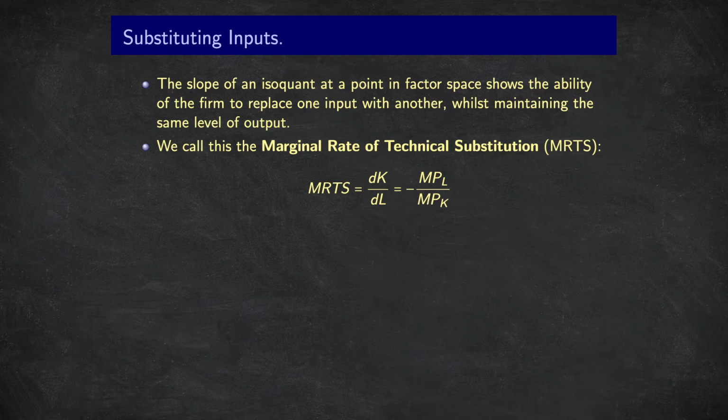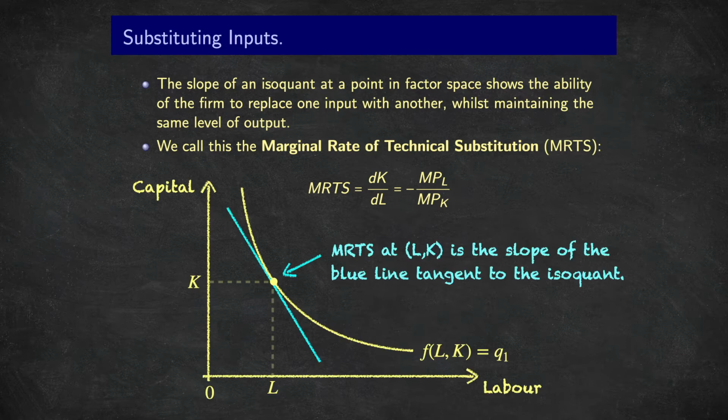MRTS, the derivative of capital with respect to labour, and we'll show next that this is equal to a negative ratio of marginal products. So it's minus the marginal product of labour divided by the marginal product of capital. This is something we will prove shortly. If I look at this diagram, graphically, the marginal rate of technical substitution at the point (L, K) is the slope of the blue line that is tangent to the isoquant. It's telling me the rate at which I can exchange capital for labour whilst maintaining a constant level of output.